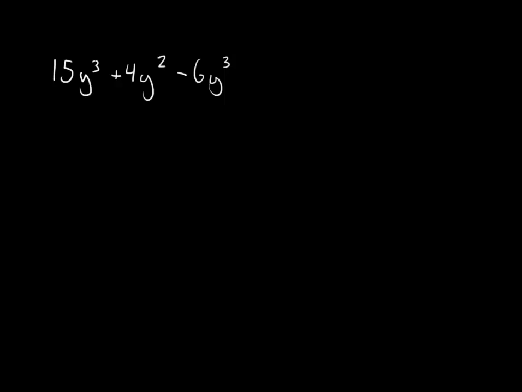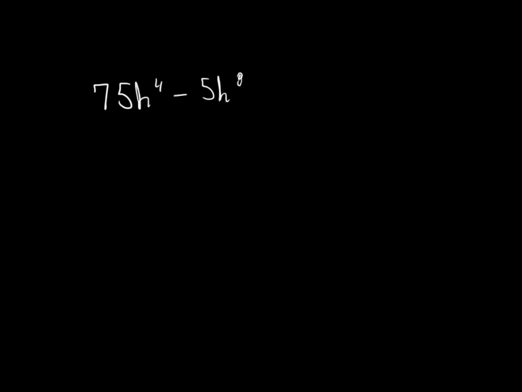So here we go. For number one, notice the like exponents. Those are like terms. They can be combined together, leaving 9y cubed plus 4y squared. Notice that these are unlike exponents and that this is an addition sign, so there's no combination that we can do there. For number two, this is a borderline trick question. Notice that we do not have like terms here. We have h to the fourth terms and h to the eighth terms. So there's no combination that can happen right there. That one is as simple as it gets.